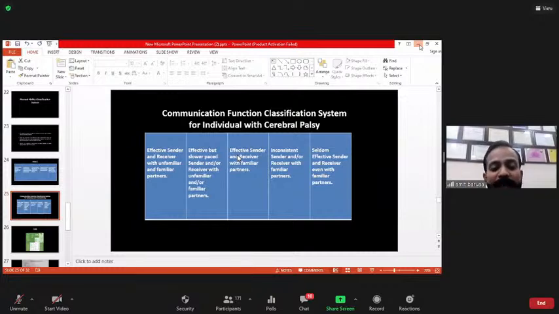And in level 5, they are seldom effective senders and receivers, even with the familiar person. They have very limited communication, maybe some particular sound. That's how the parents or the mother can understand. If he creates this sound, maybe he is indicating the toilet or potty or something like this.